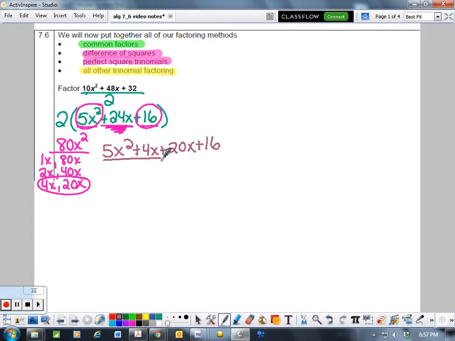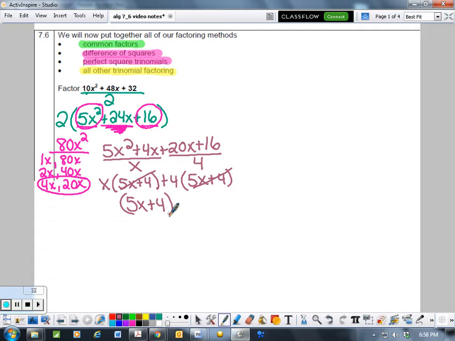I find my common factor. Looks like there's only an x. I find my common factor. There's only a 4. So this is x times 5x plus 4. Then I pull out that 4 and I divide, so I get 5x plus 4. There's a 5x plus 4 in common, so I'm going to factor that out. And then I'm left with an x plus 4.